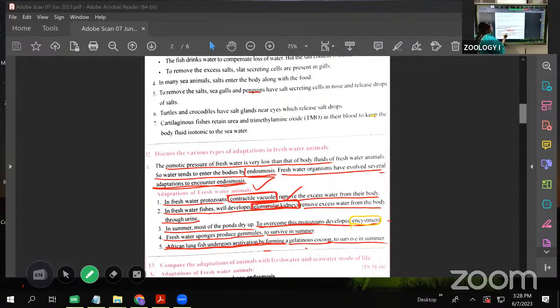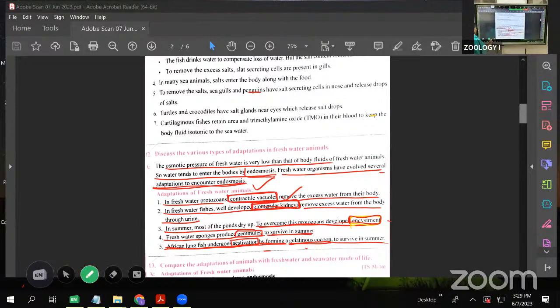And most of the ponds dry up. At that time, most of the protozoans undergo the formation of cysts, which we call encystation. The freshwater sponges produce gemmules to survive in the summer. For summer survival, they are formed as gemmules. And African lungfishes undergo summer sleep, meaning estivation, forming a gelatinous cocoon to survive in the summer.